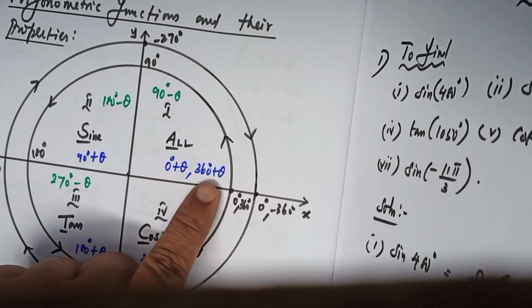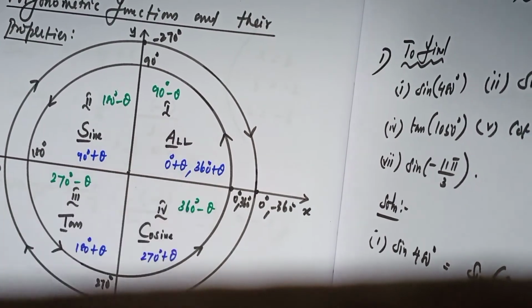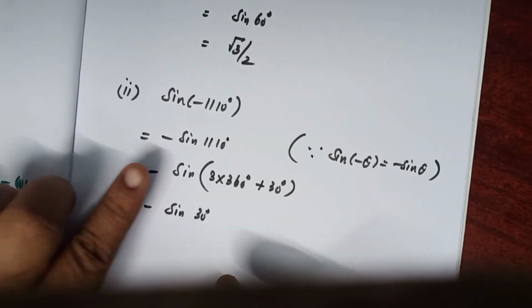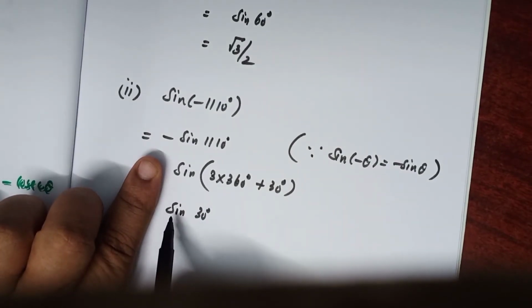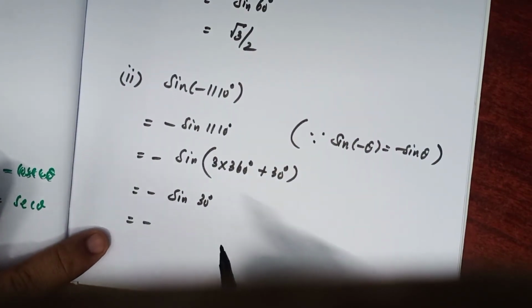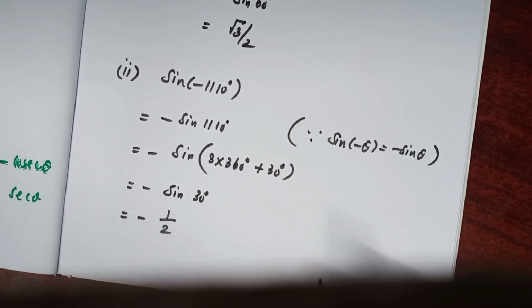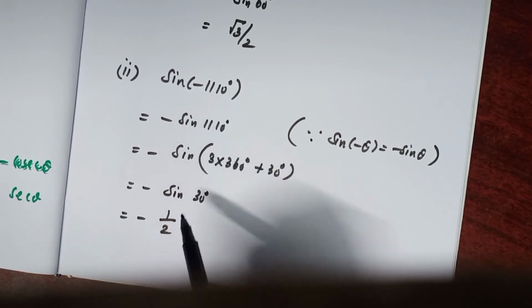After that, 360 plus theta lies in which quadrant? We have to verify. It lies in the first quadrant, where everything is positive. Therefore, I have already written this sign, don't get confused. Here sine is positive, so it is also positive. That is equal to minus sine 30, whose value is 1 by 2. That is the value of sine of minus 1110 degrees.